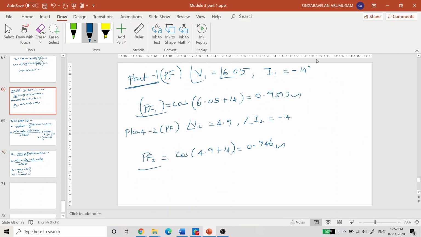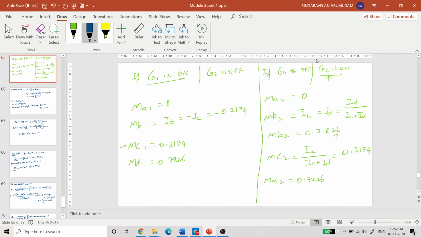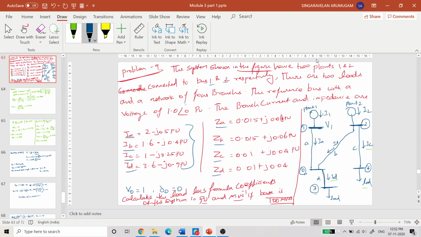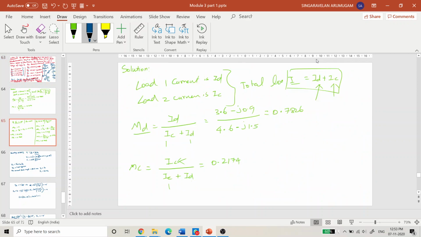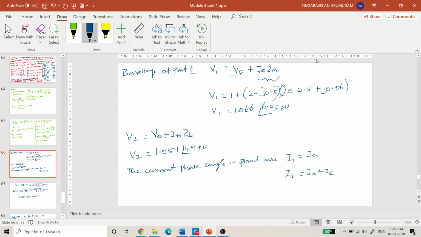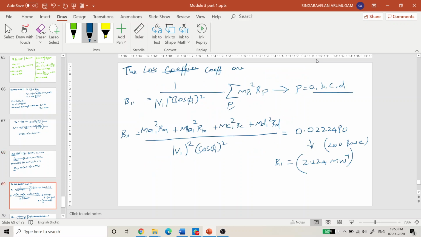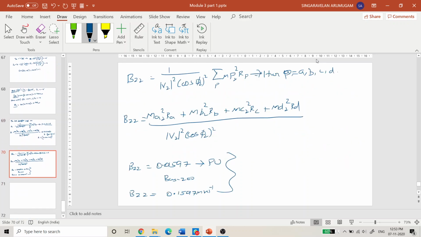As per the question, we find out the coefficients of losses. So we have found the loss formula coefficients in per unit as well as megawatt inverse, with the base value of 100. Here the base value is 100, sorry for that, and here also the base value is 100. If you convert this value with the base, I will get the actual value.